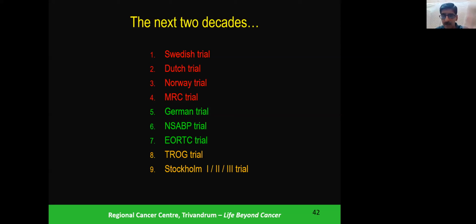The first 4 are red in color because they are short course RT trials. The next 3 are green in color because they are long course chemoradiotherapy. The last 2 are given in orange because they are a combination of this. So this concept should be very clear to us. So we have 2 options.